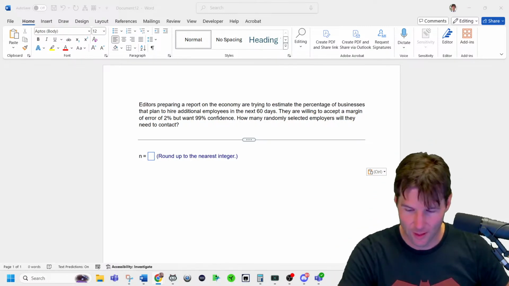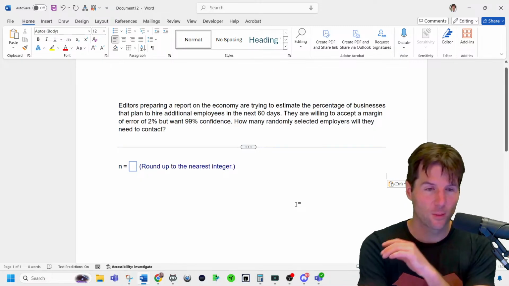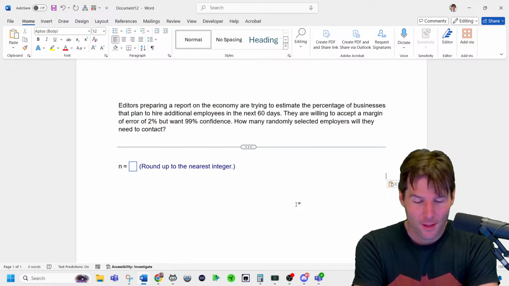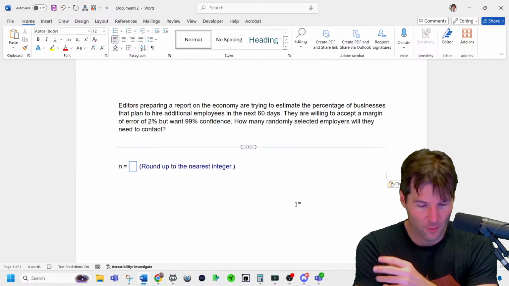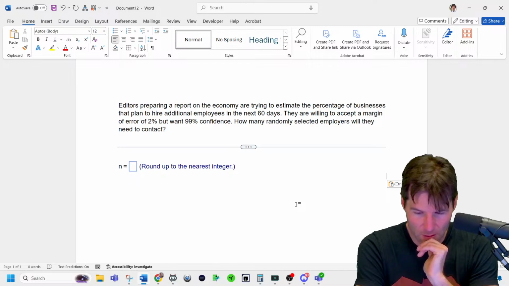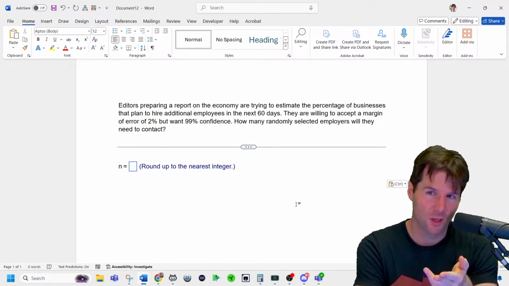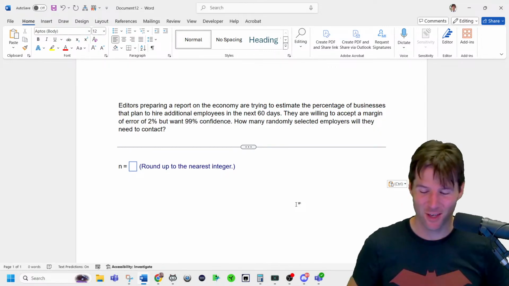How's Germany going? So editors preparing a report are trying to estimate the percent of businesses. Awesome. Cold is all right. It's going to get cold here too. The estimate on businesses plan to hire of their employees. They're willing to accept it. So they estimate the percent of businesses. Oh, so they're trying to figure out if people are going to hire. Is a business going to hire? Is a business not going to hire? Nice. Good to hear that. Good to hear you got a place getting some furniture.